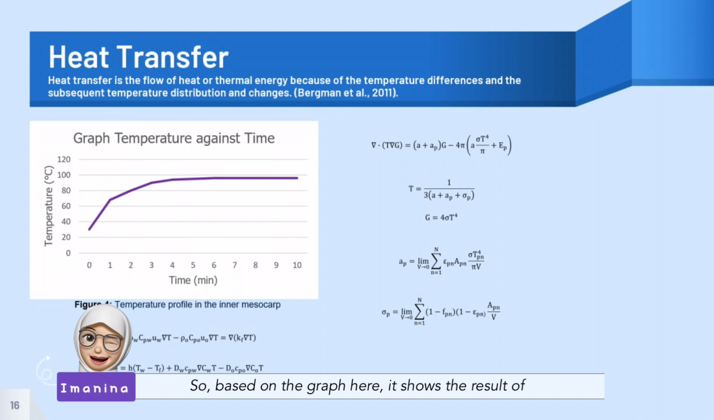So, based on the graph here, it shows the result of the temperature profile in the inner mesocarp, indicating the heat transfer occurrence, where the data was obtained by calculating it using these equations.